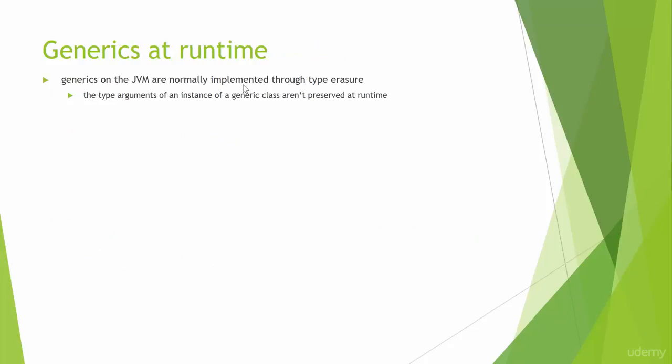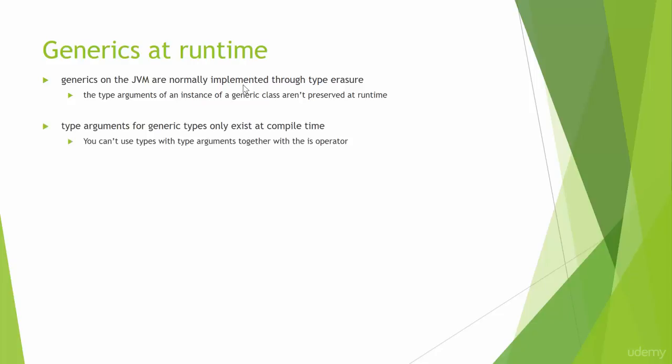Generics at runtime. Generics on the JVM are normally implemented through type erasure. What this means is that at runtime, you don't know the type. So type arguments of an instance of a generic class are not preserved at runtime. And this can be a problem, right? Especially for polymorphism and things like that. This is the same way that Java implements that. Type arguments for generic types only exist at compile time.